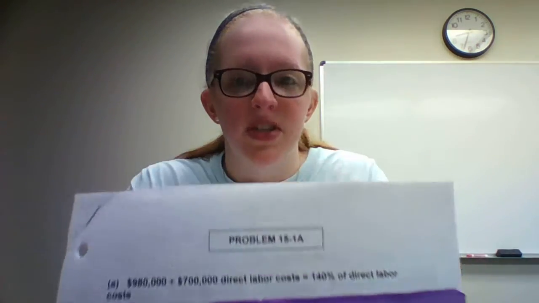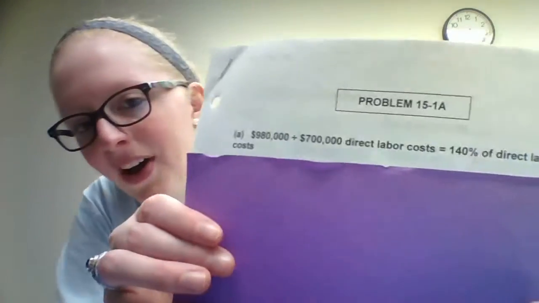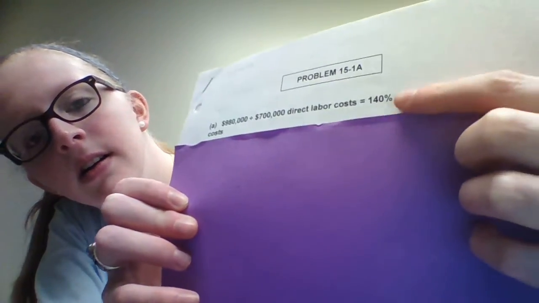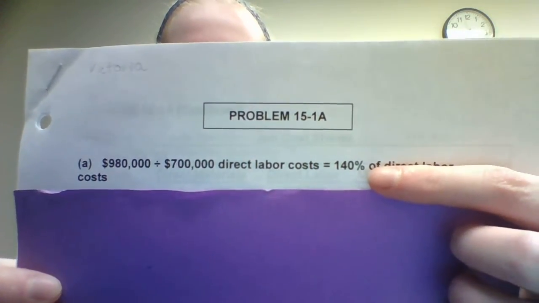So if you have 980,000 estimated annual overhead cost, and you divide that by your direct labor cost, so how much you have to pay your direct labor, you'll get something like 140% of direct labor. So you'll notice that this right here is 140% of direct labor. So if we translate that, that means for every $1 of direct labor costs that we incur, we're going to charge $1.40 of manufacturing overhead.